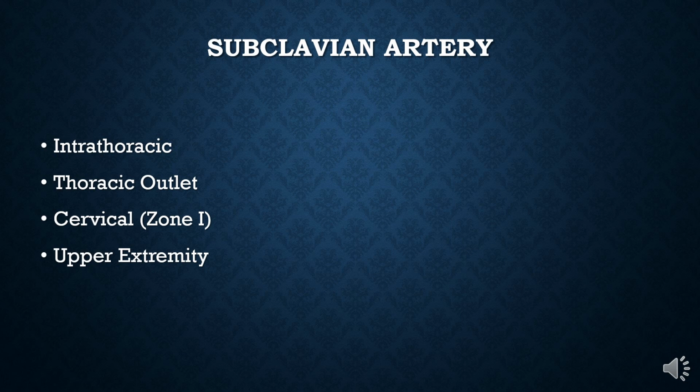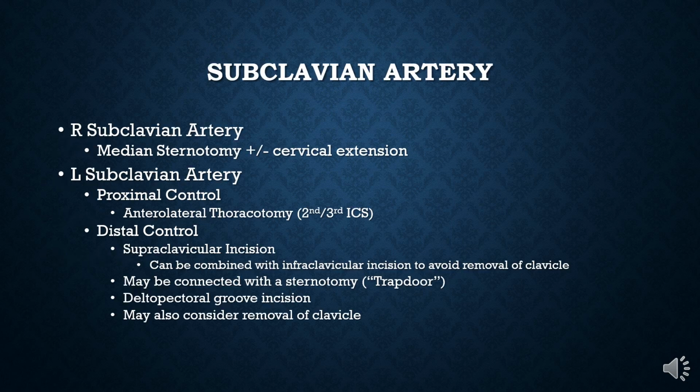Subclavian artery injuries could be intrathoracic, thoracic outlet, cervical zone 1, and upper extremity. It could be a right subclavian artery, approached with median sternotomy plus or minus cervical extension; or left subclavian artery, with proximal control by anterolateral thoracotomy, second or third intercostal space. Distal control: a supraclavicular incision can be combined with an infraclavicular incision to avoid removal of the clavicle, may be connected with sternotomy, the trapdoor, and deltopectoral groove incision, and may also consider removal of the clavicle.